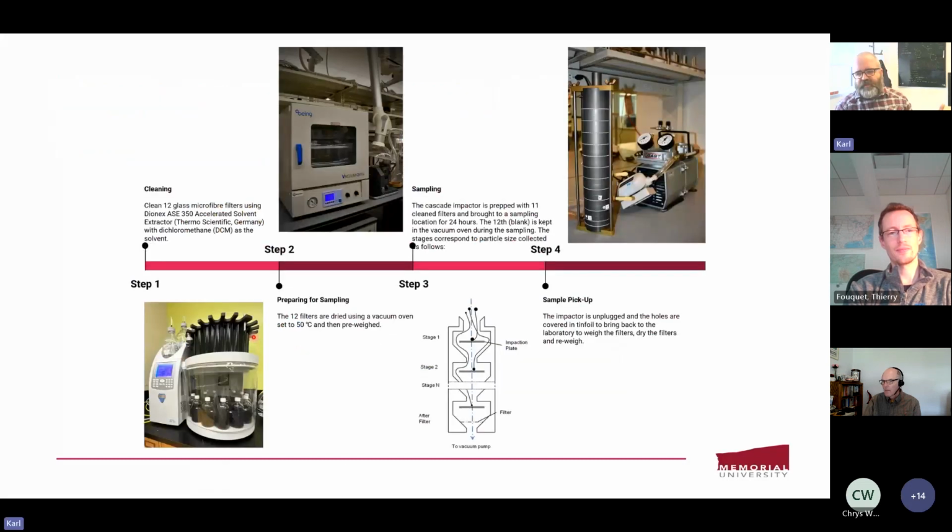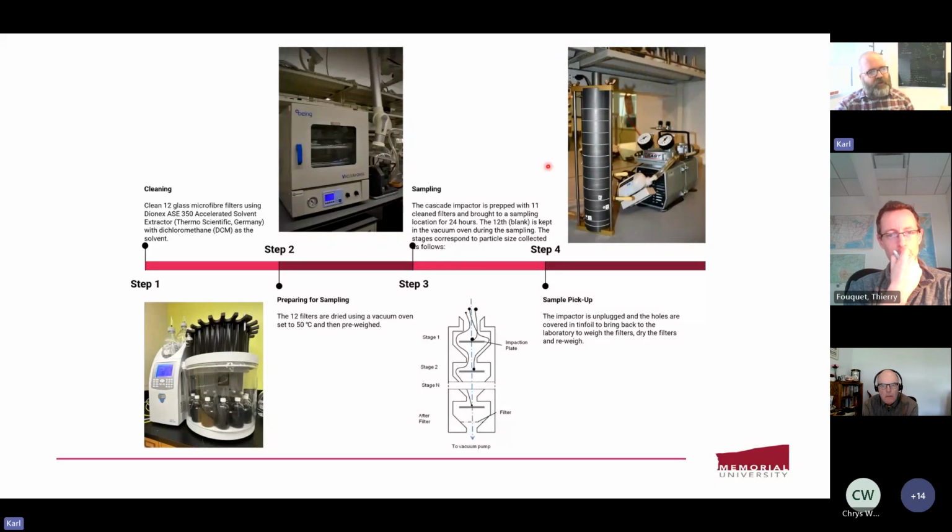So I'll jump right into the experimental. We're using accelerated solvent extraction to remove the polymer material that we're collecting on glass fiber filters that have collected particles drawn through with a vacuum pump.